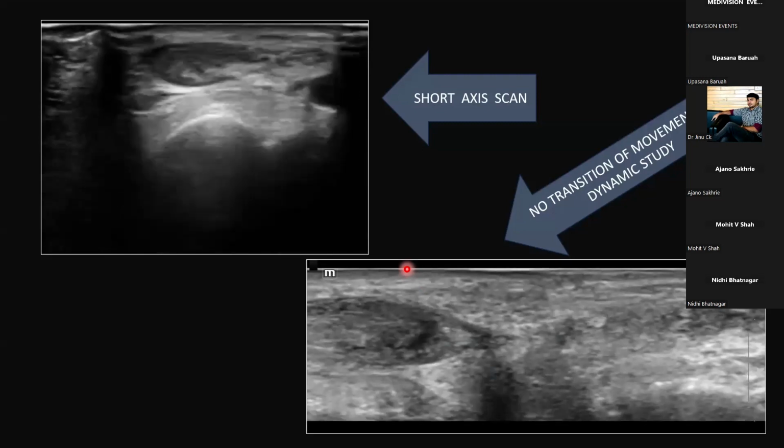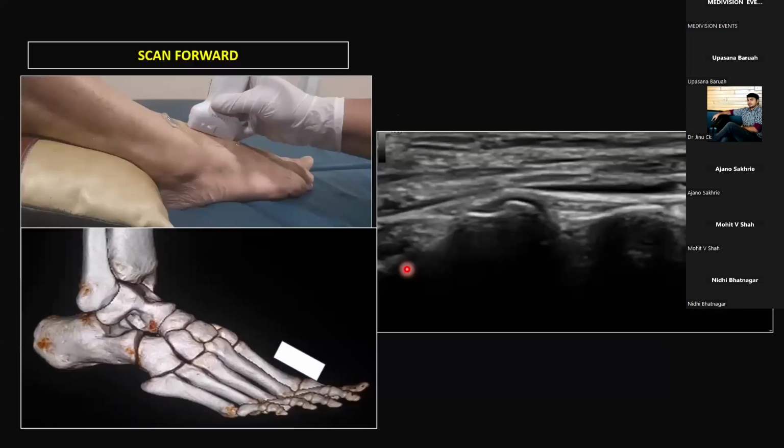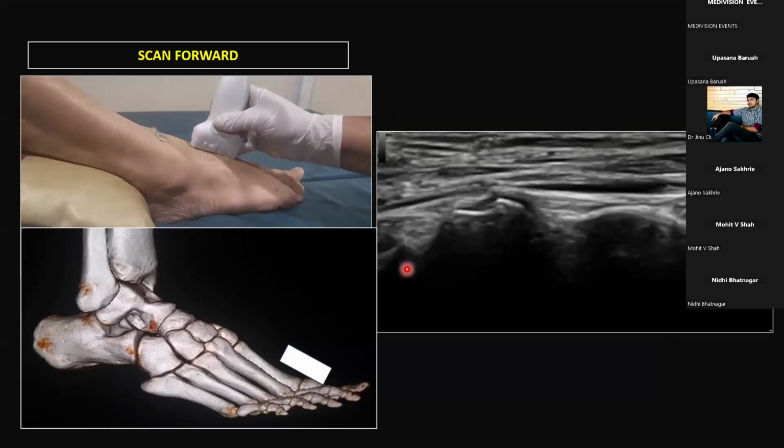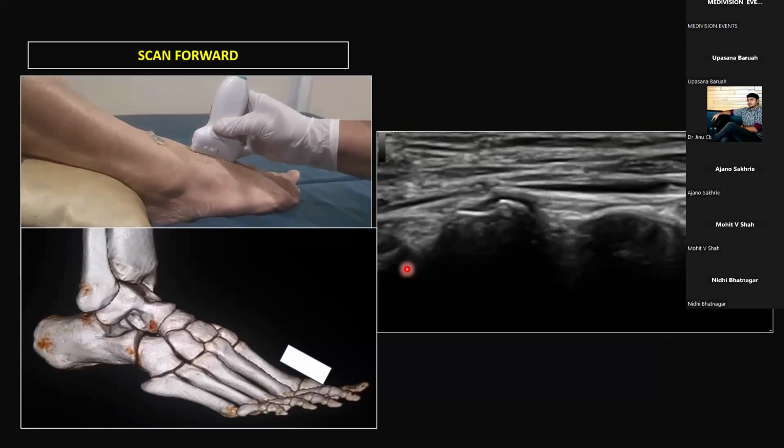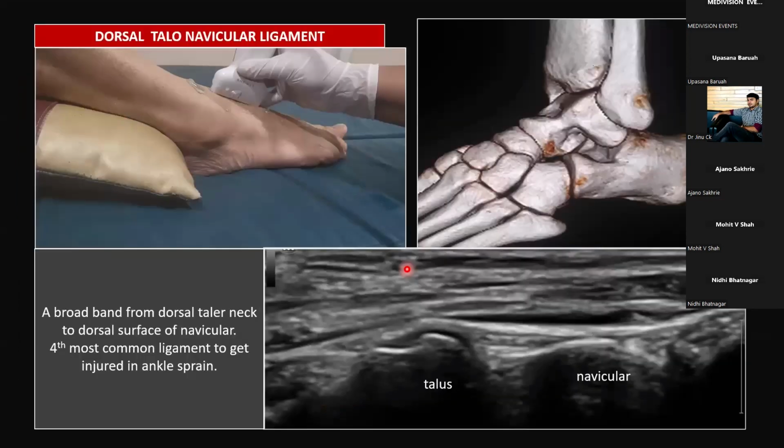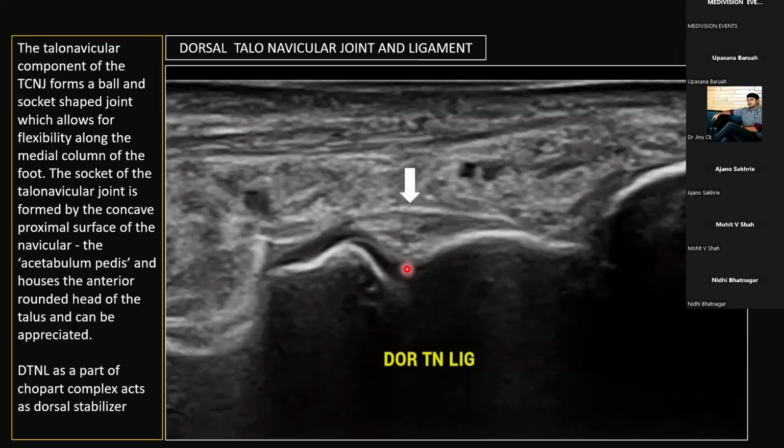Once we have seen the tendons, we move forward, going through the talonavicular bone, the naviculocalcaneal bone, and the distal tarsometatarsal bone. While putting the probe in front, the first ligament we see is the dorsal talonavicular ligament. It's a broad band from the dorsal talar neck to the dorsal surface of the navicular, and it's the fourth most common ligament to get injured, as you can see here. And this is the ligament complex.